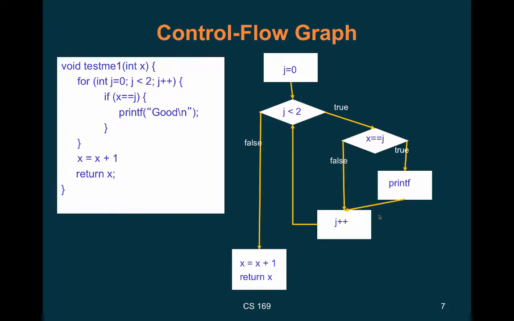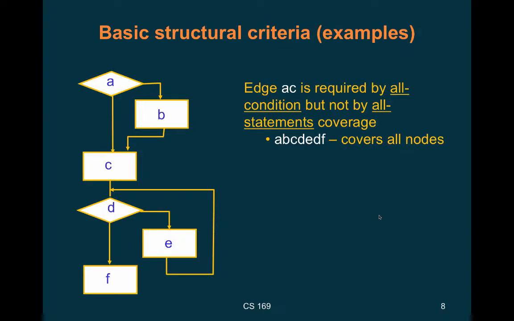Okay, so now that we understand what these basic blocks are, what these conditions are, and each condition has 2 or more outgoing edges, we can start to actually define the 2 structural coverage criteria that we'll be using. One is statement coverage, or node coverage in this graph, and the other is all condition coverage. Okay, but I'm going to be using this graph, which also has a conditional at the top, and there's a loop that looks like a while loop with D being the termination condition and E being the body, and then F.